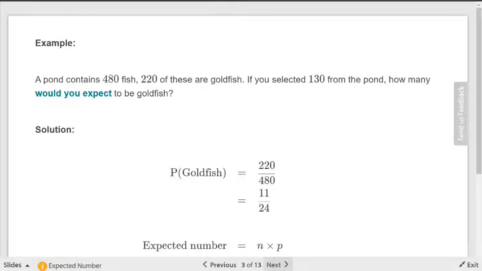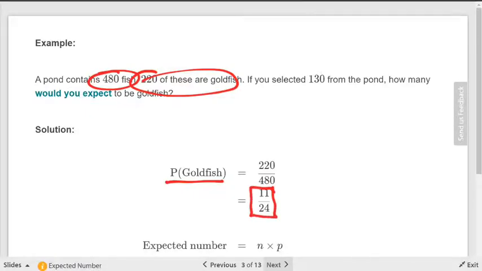Okay. Well, first we need to find the probability of goldfish, which they've done here. The probability of goldfish, there are 220 goldfish out of 480 fish, right? And they've simply reduced the fraction this time instead of turning it into a decimal. Could you have turned it into a decimal? You bet. Doesn't matter, right?